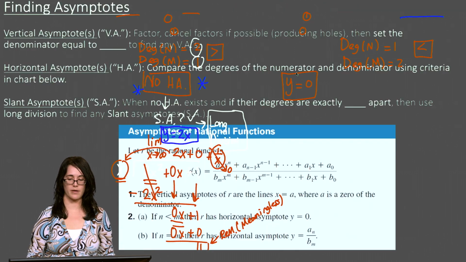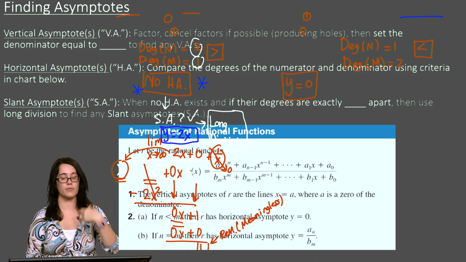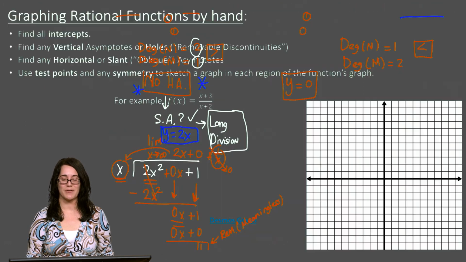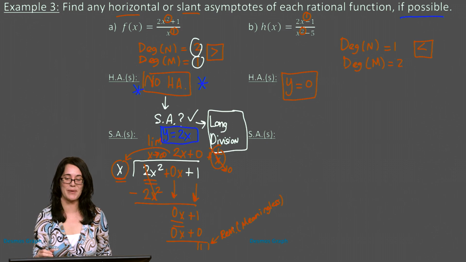Let me just roll back a couple pages ago. Oh, that's a lot to see. But it was that first rule here that if the degree of the numerator was smaller than the degree of the denominator, I think I said that backwards, but you see it, then we do have a horizontal asymptote at y equals 0. Okay, all that writing, sorry. So we do know we have a horizontal asymptote.